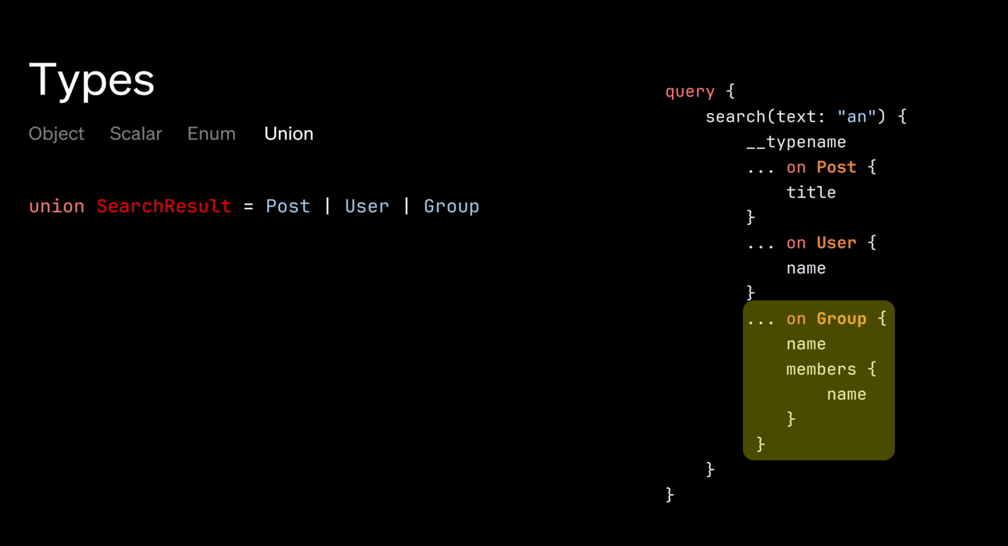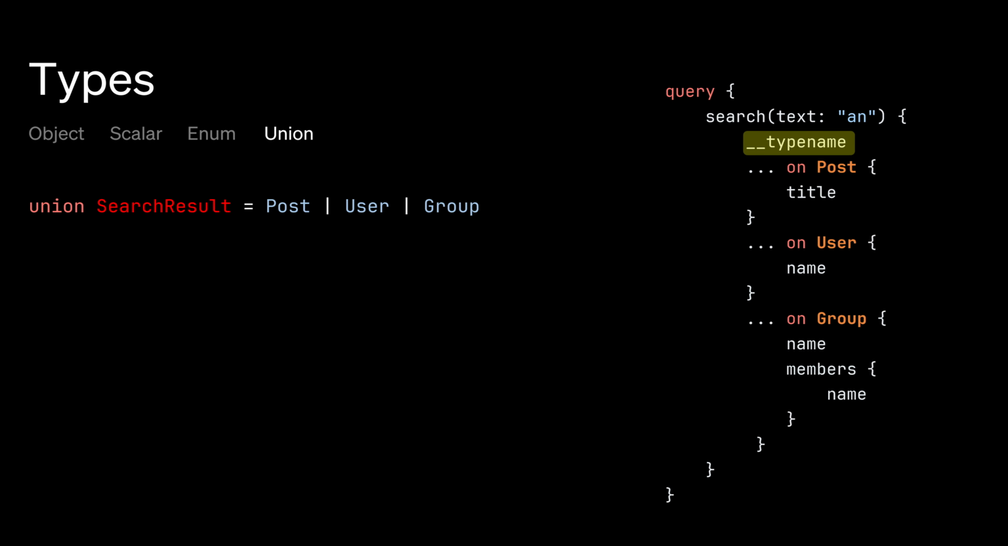And then to differentiate in the client which type each item in the search result is, we query this meta field called __typename. That will either be post, user, or group for each item, depending on what it actually is. And that's how you would differentiate it in your client.